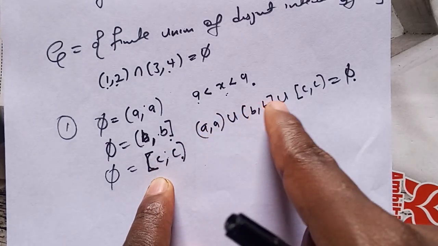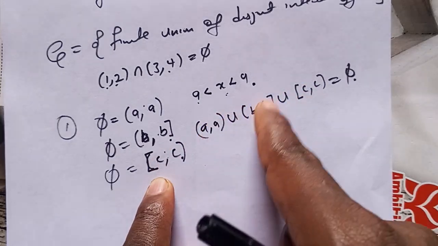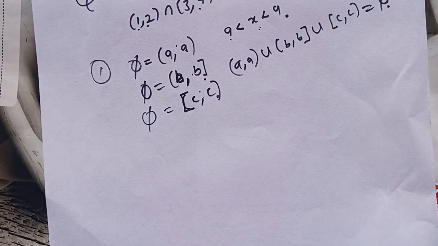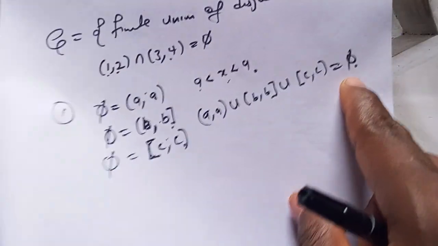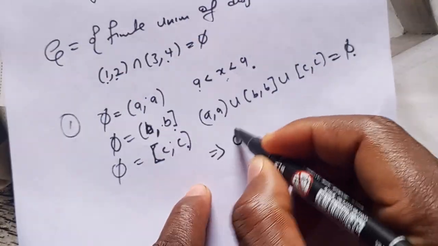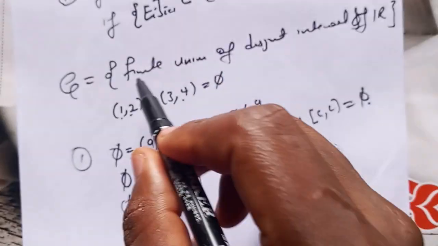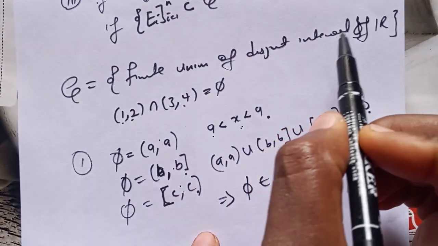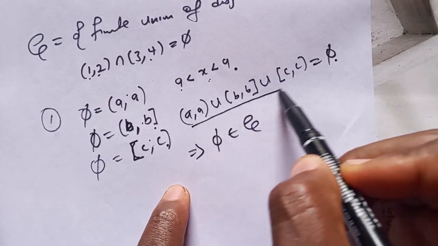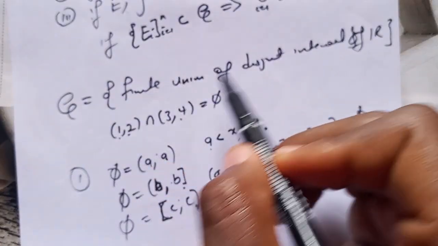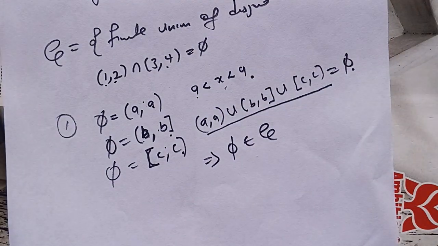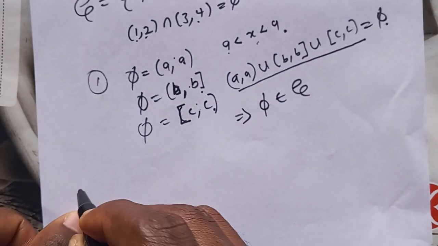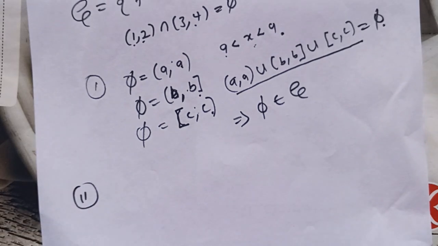Okay, now their union is finite. So you see that this gives me an empty set. Therefore the empty set is in the algebra, because this algebra is the set of finite unions of disjoint intervals. So this is a finite union of disjoint intervals, therefore it is inside this class.